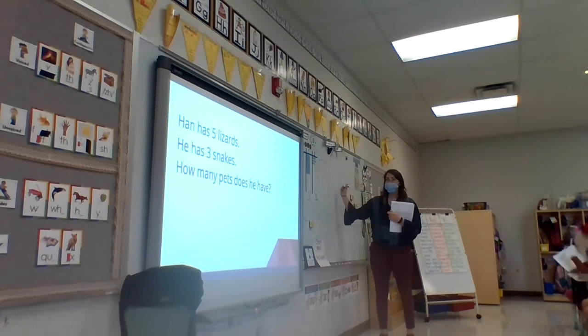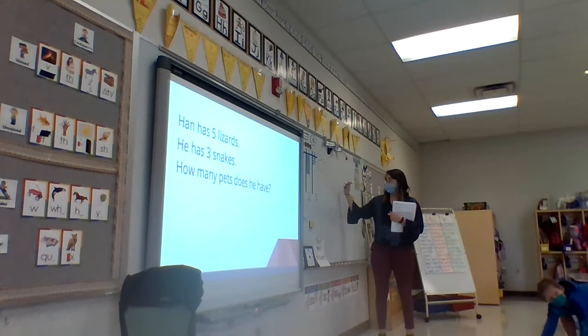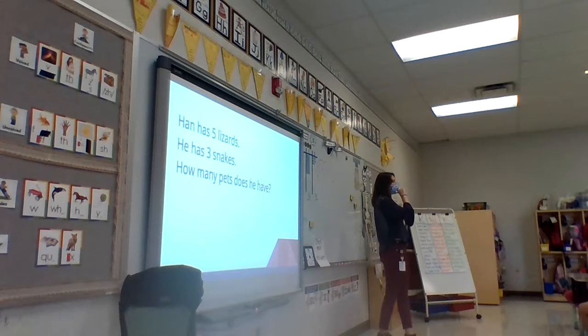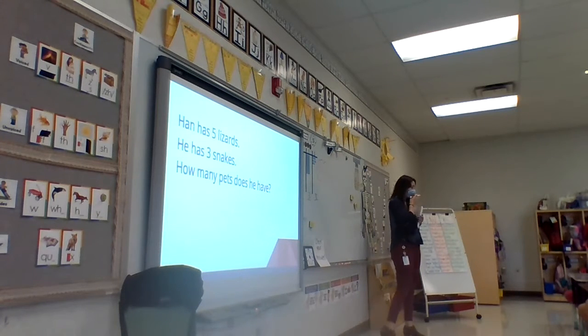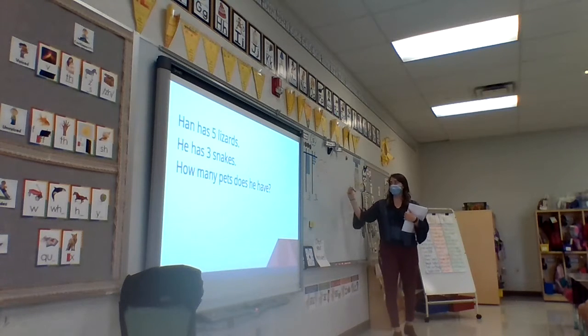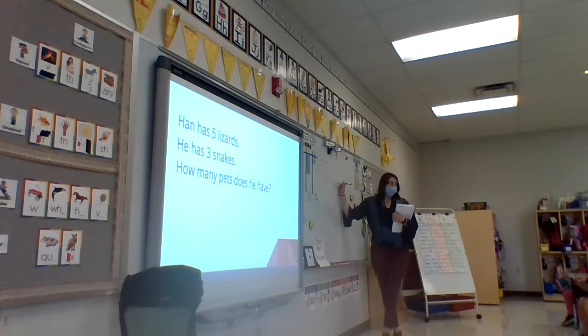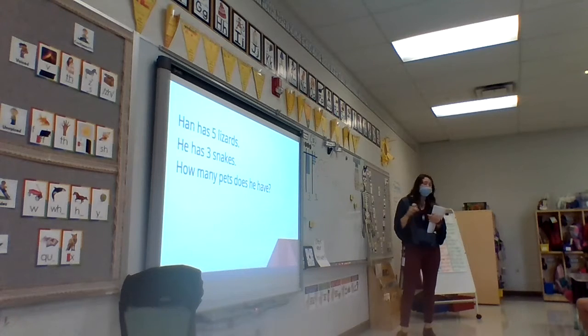How many did we start with? 5. We start with 5. And then, listen, is it an addition problem or a subtraction problem? Addition, because we're wanting to know all together. What's our second add-in? 3. Add-in is another word for part.